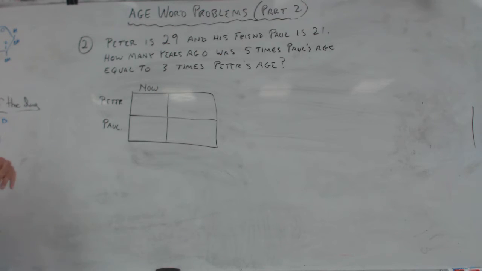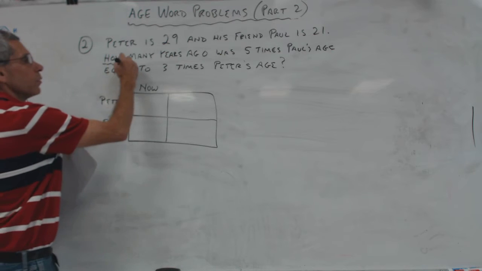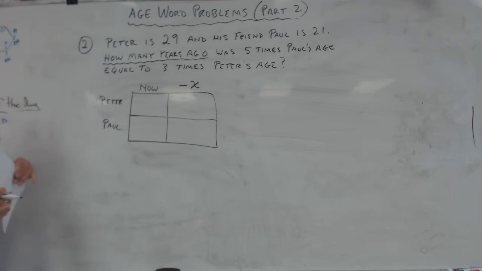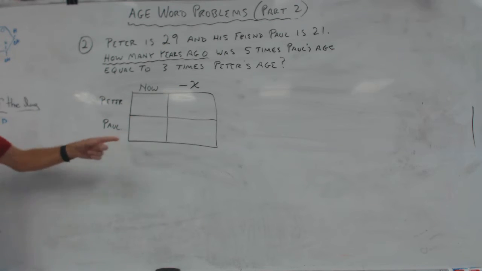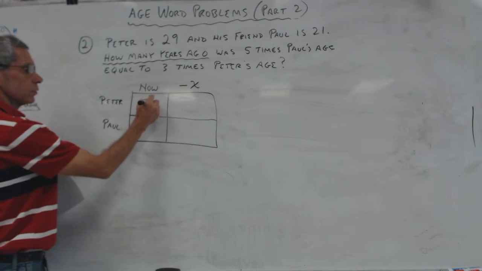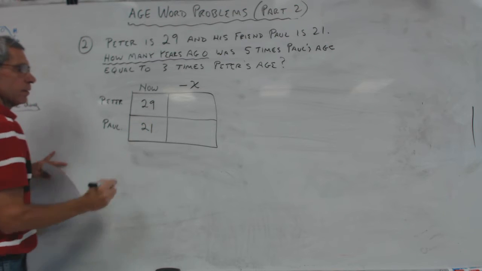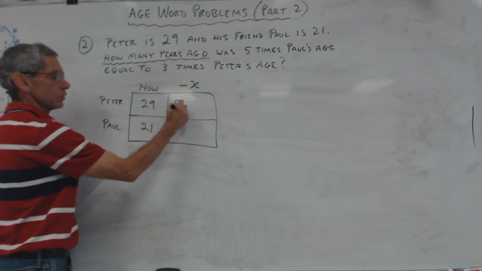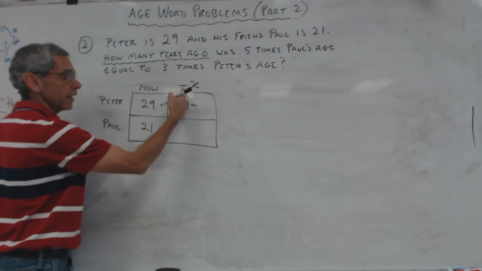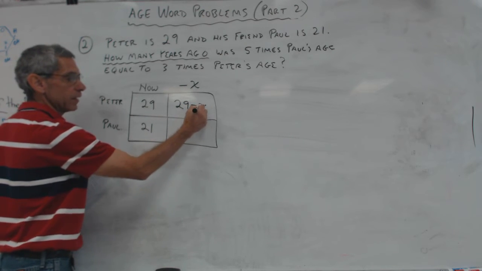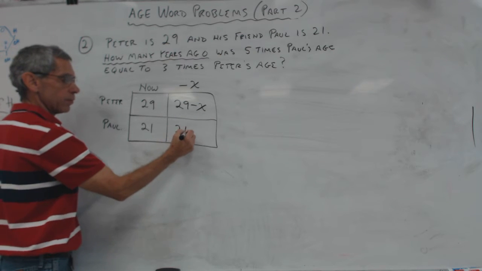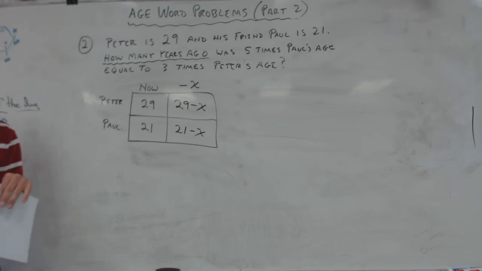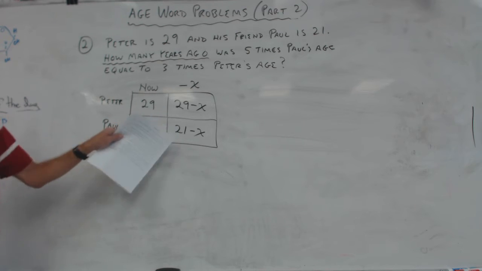Minus X, right? It says how many years ago? What will I put for that? Minus X up here. Okay. So what do I put in the now column? Peter is 29, and Paul is 21. And what do I put in this column? 29 minus X, and 21 minus X. In this case, you want to put the negative X at the end, otherwise you'd have negative X plus 29, negative X plus 21. I'd prefer to write it like that.